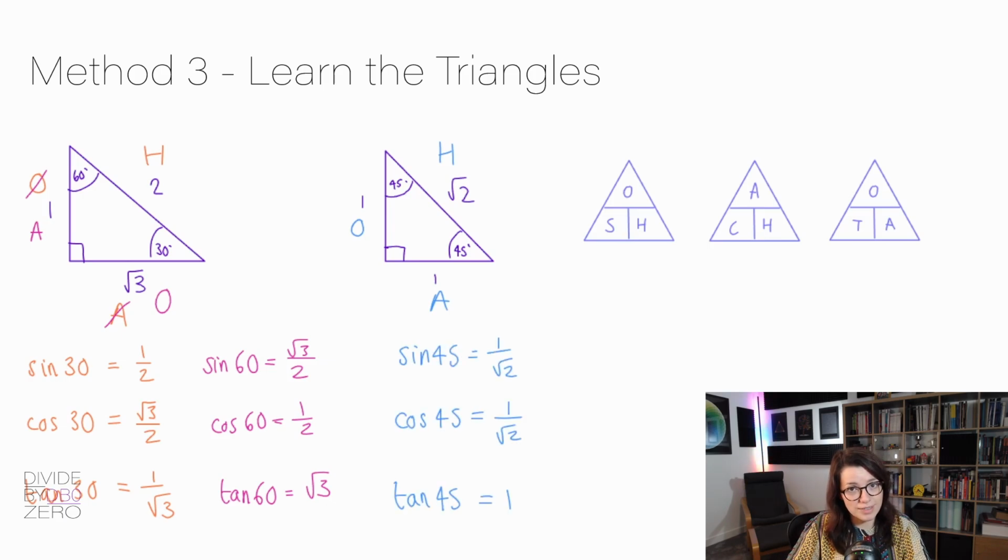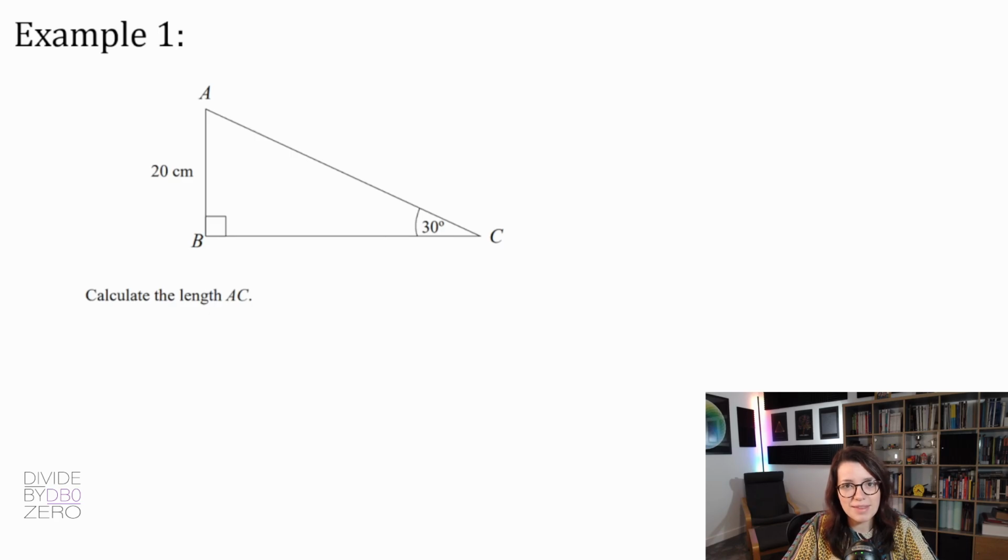The only downside to this method is that you can't get the values for 0 degrees or 90 degrees from looking at the triangles. So you'll just have to memorize these ones separately. Okay, so now we've seen some of the methods for getting to these trig values in the exam. Let's look at some examples where we'll need to use them.